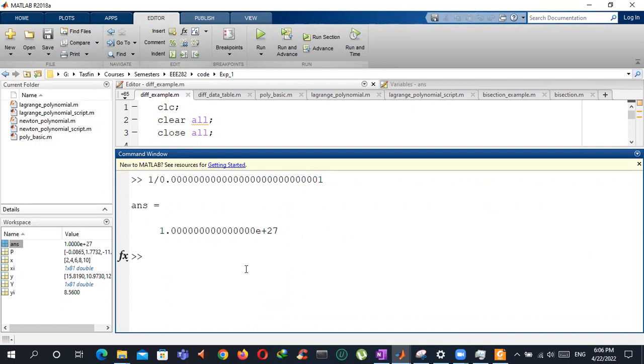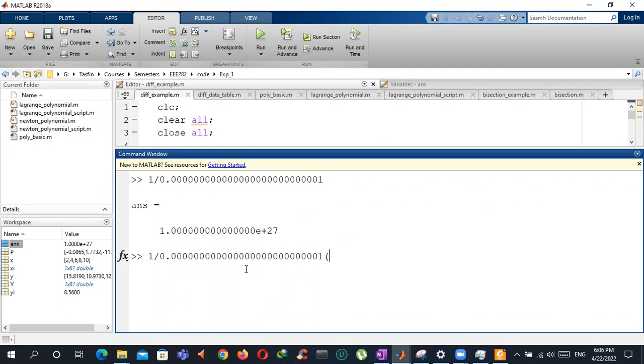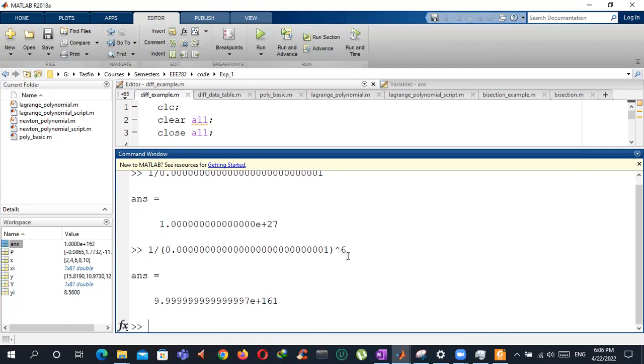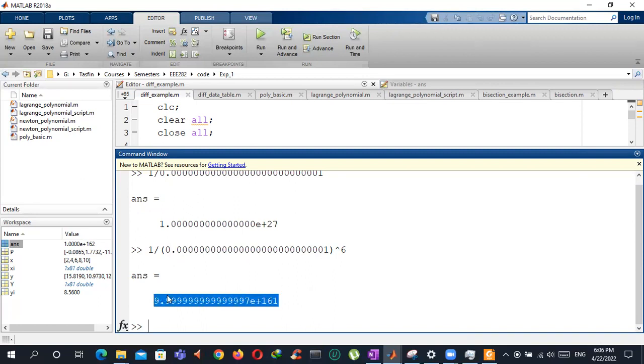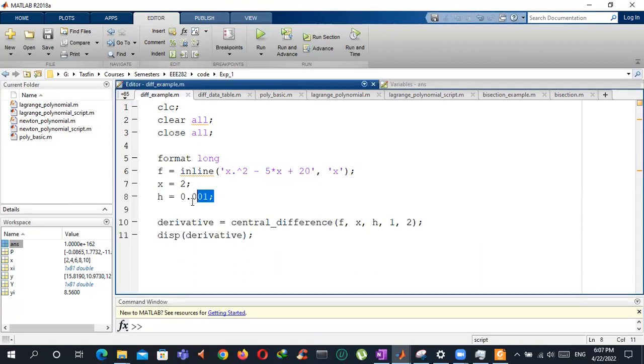Or if I take the square or cube of it, then MATLAB will have some issue as well. That's why don't set the h value to a very small number. Let's assume we are trying to calculate the power 6. I guess MATLAB is giving us some value, but better not to set the h value to very small; rather keep it as 0.001. This type of value could be safe.